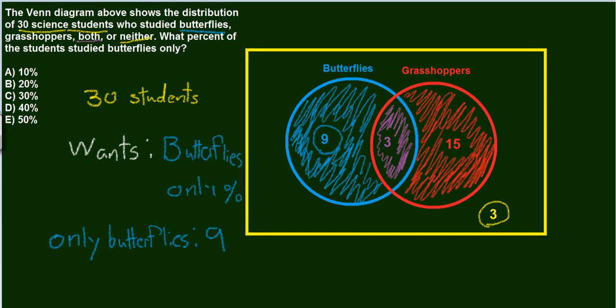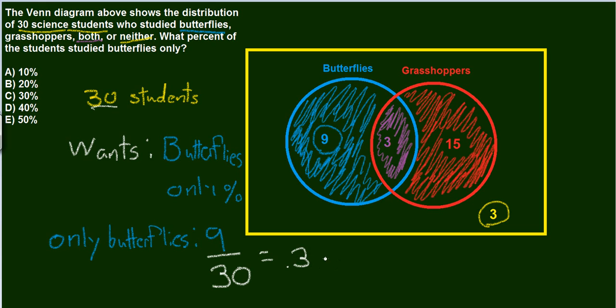Well, for those of you who don't know, the easiest way to do percent, in fact, I think the only way to do percentage, is you take the number of kids who study butterflies only, and you divide that by the total number of kids. So the total number of students in this case, I believe it said 30. Yeah, we have 30 students. So it's going to be 9 divided by 30. And at this point you could use your calculator, or you could just do it in your head, and that's going to get us roughly 0.3.